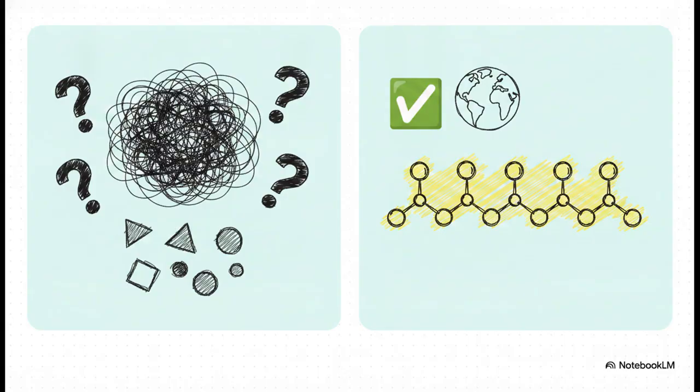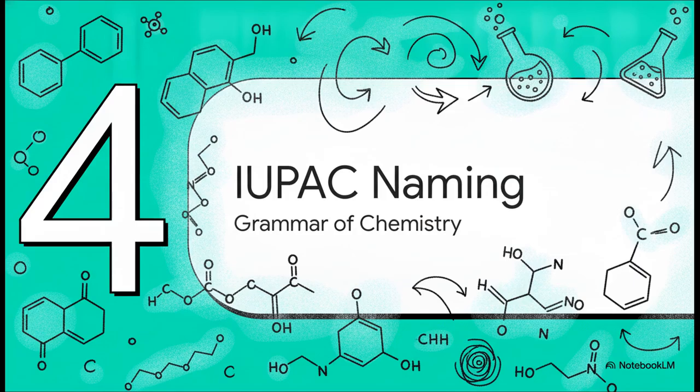Now, historically, as millions of these compounds were discovered, using common names like isobutane caused way too much confusion among scientists. No one was on the same page, which is exactly why scientists worldwide got together and developed a universal grammar for chemistry, a logical, globally accepted system that provides unique structural names. Section 4, IUPAC Nomenclature Rules, the Grammar of Chemistry.